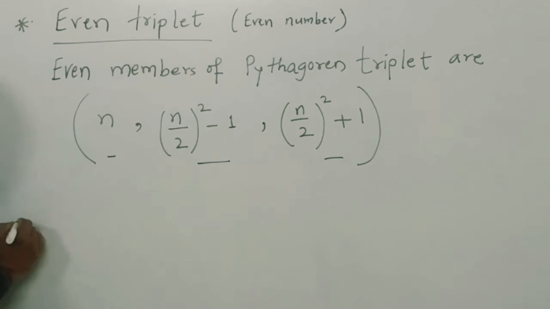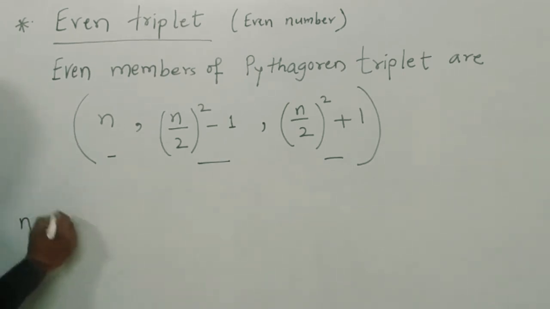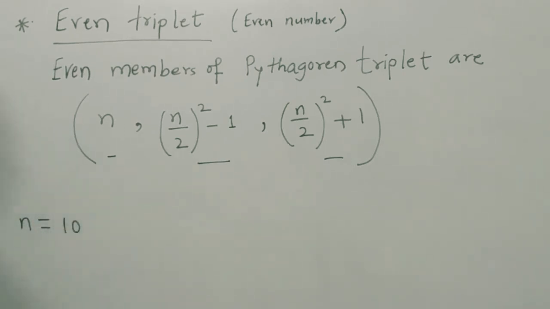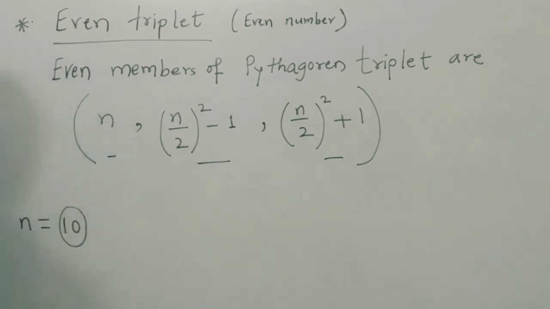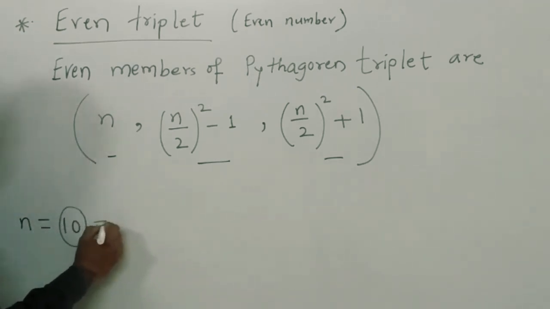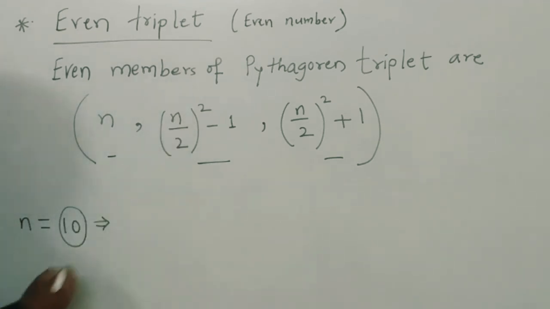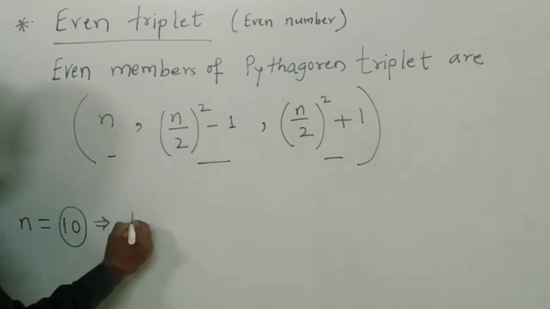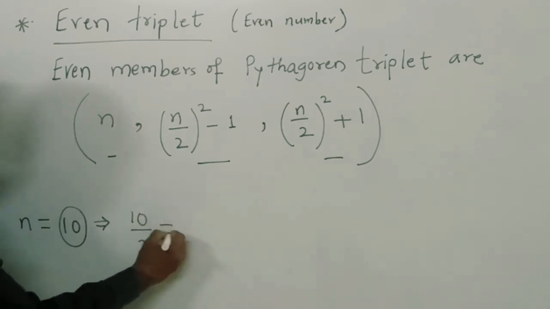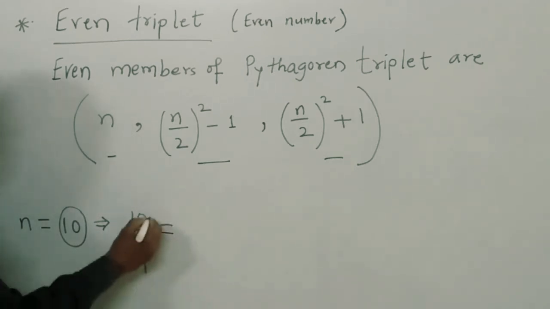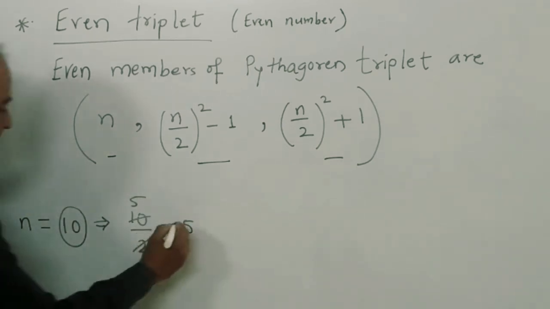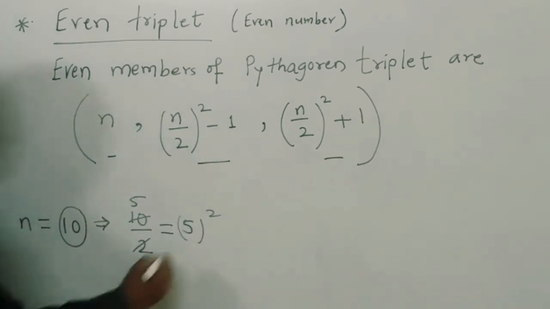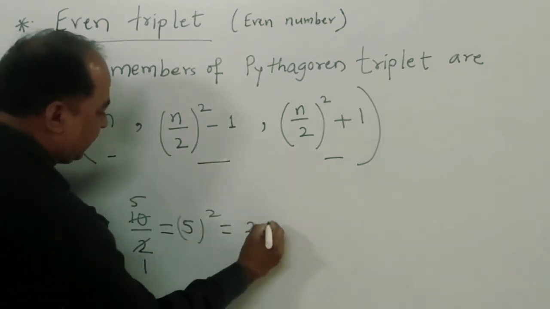So let us choose n equal to 10. N is 10. So first step, one element of the Pythagorean triplet is 10. Now to find the second element, we take n upon 2, that is 10 divided by 2, which is equal to 5. Square of this 5, 5 square, is equal to 25.